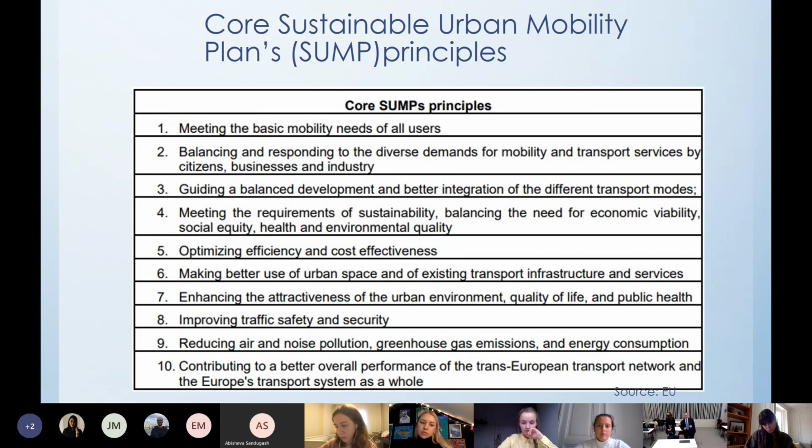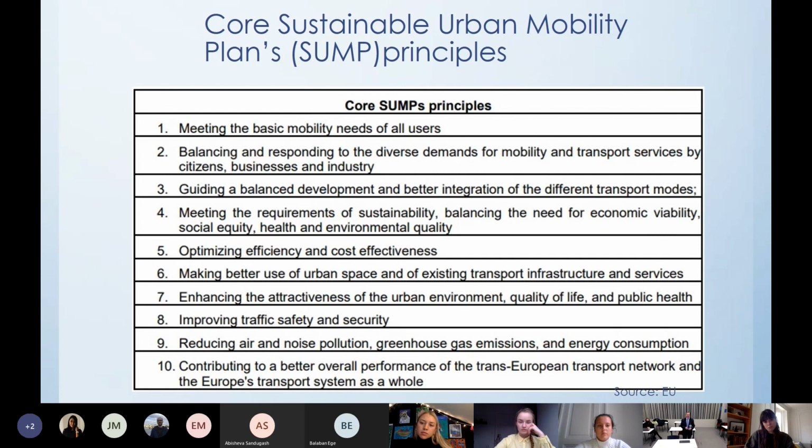So if we are considering the principles of a sustainable urban mobility plan, I could name 10 different elements, and one is that we would like to deal with the needs of all users. We would like to meet the basic mobility needs of all. The second one is that mobility and transport services by citizens, businesses and industry should be considered. So the demand is diverse and we have to have a balance, not only working for citizens, not only keeping in mind that business interest should be the most important, or industrial interest related to transport, but we have to make a balance between them.